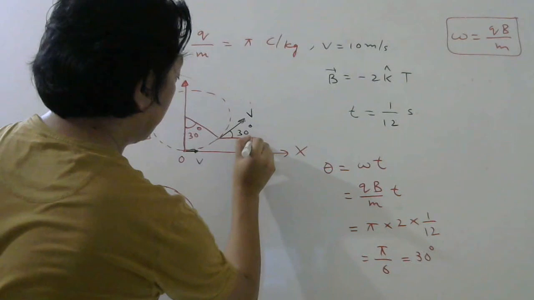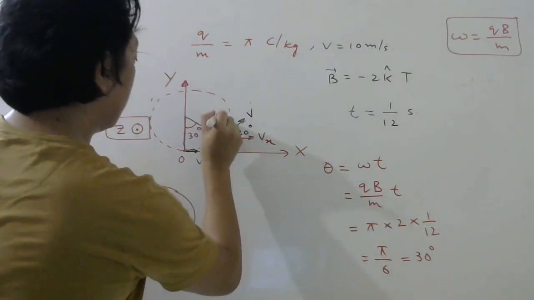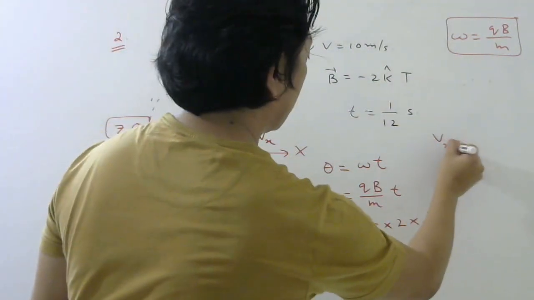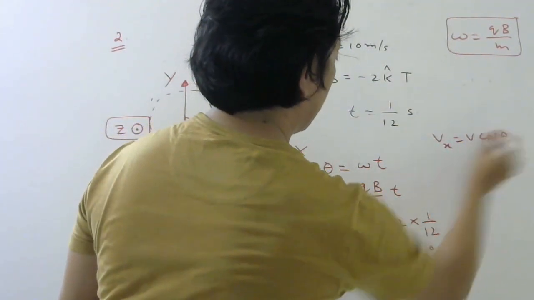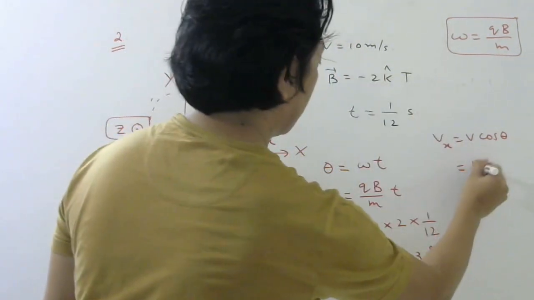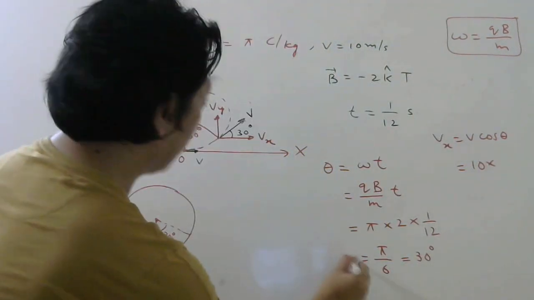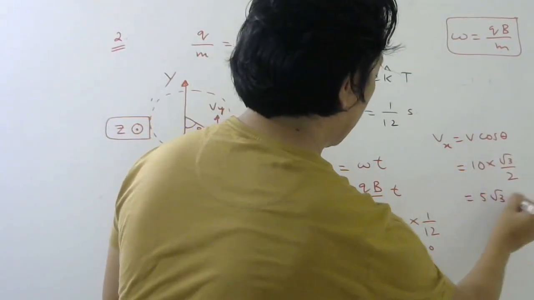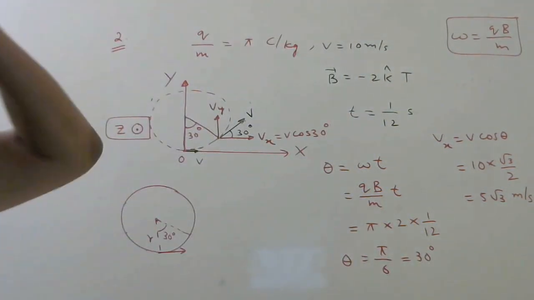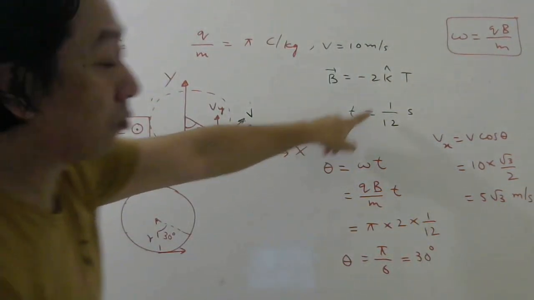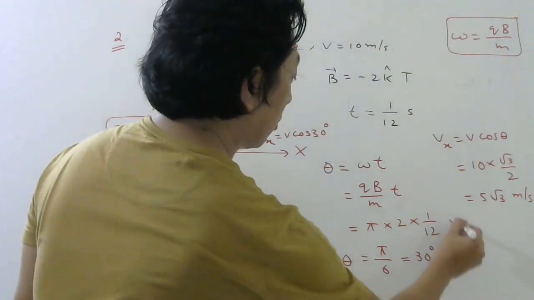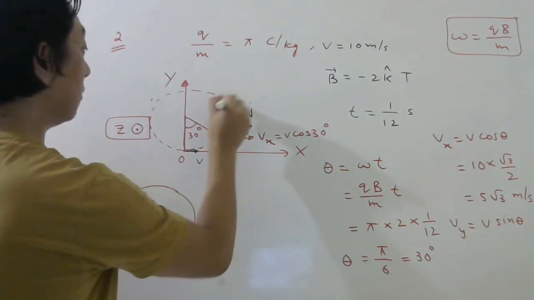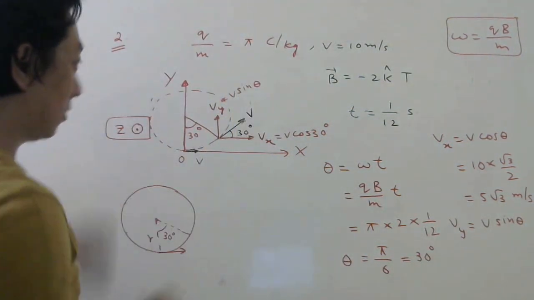So therefore, you can find the components of this velocity. The x component will be here, the y component will be here. That is how we find components. So what will be your x component? V cos theta. What was V? 10. The angle is 30 degrees. V cos 30, and cos 30 is root 3 by 2. So this is 5 root 3 meters per second. That is the x component of the velocity after 1 by 12 second. Then what will be the y component of velocity? V sin theta, which is 30 degrees.